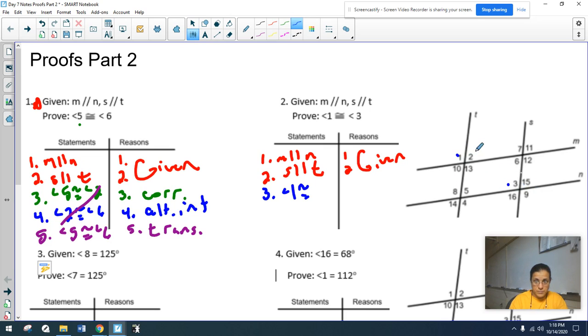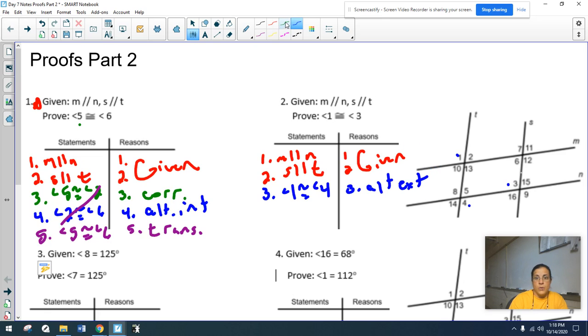Okay, so you could have done 1 and 7 as corresponding. You could have done 1 and 12 as alternate exteriors. You could have done 1 and 4 as alternate exteriors, or 1 and 8 as corresponding. Any one of those work. Those would probably be the easiest. So I'm going to stick with, I'm going to do 1 and 4. So 1 and 4 are alternate exteriors.